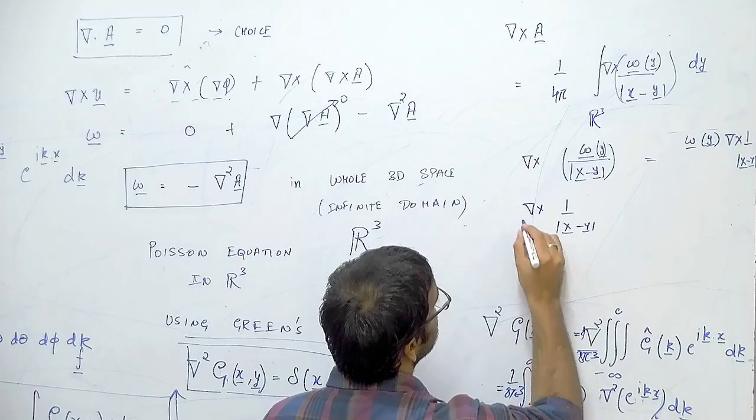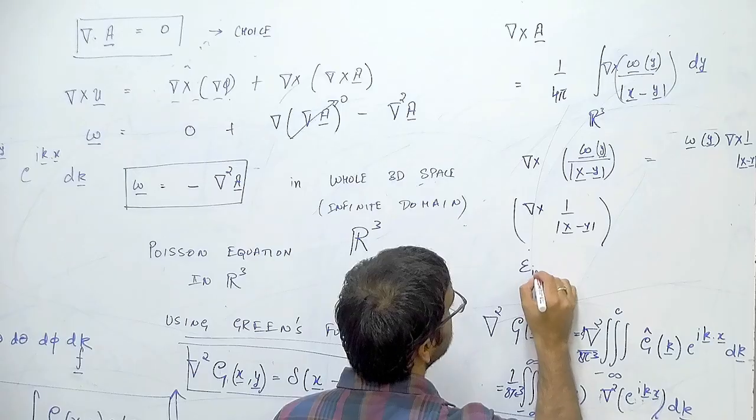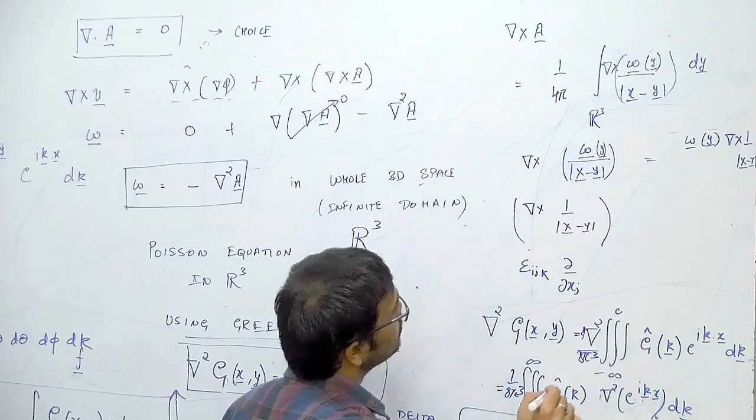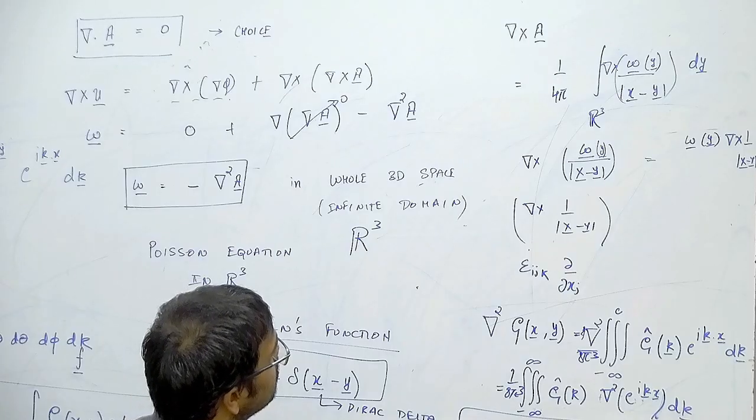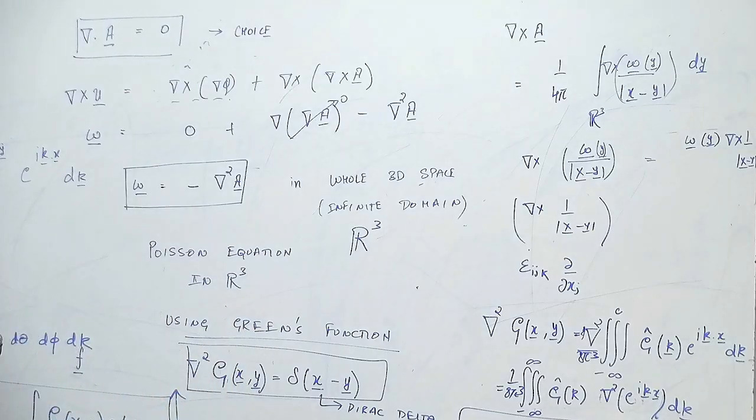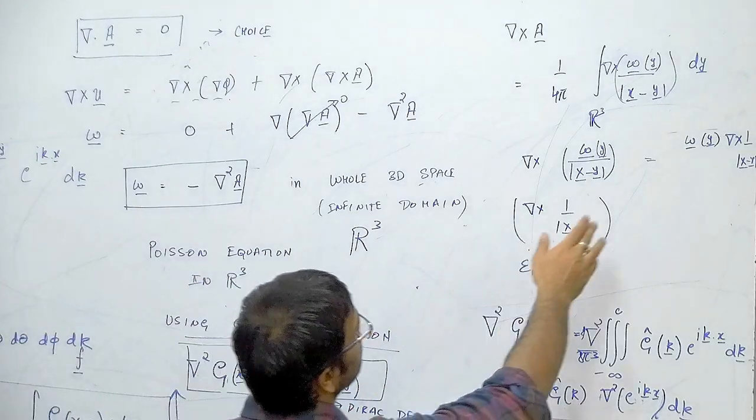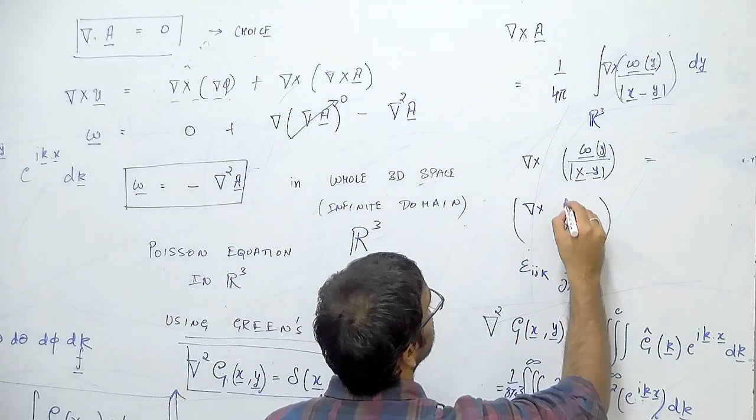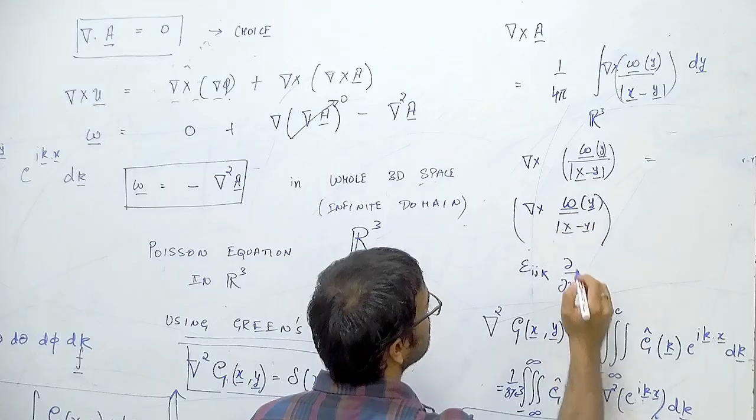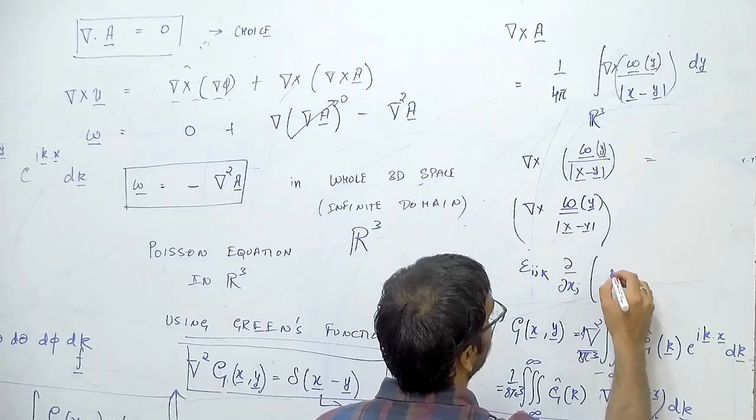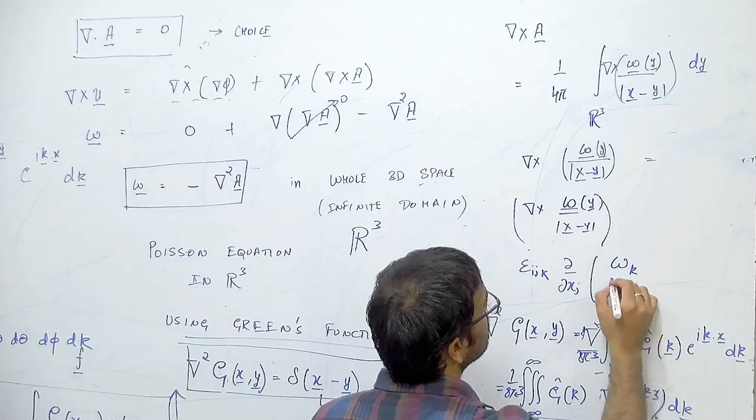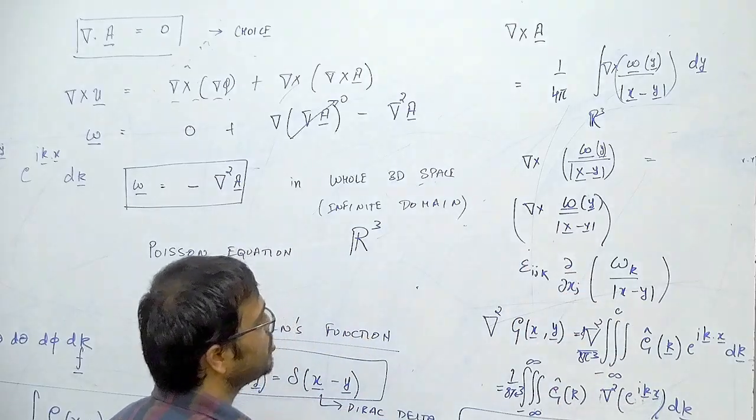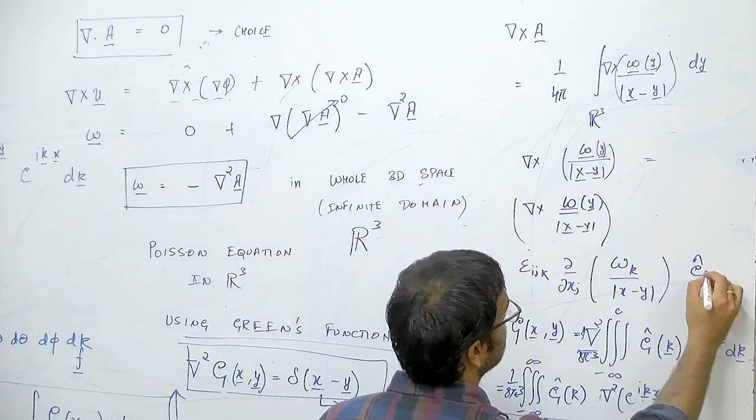So this is going to be a vector. It is epsilon i j k del by del x j. Let us not write it like this, because 1 by mod x minus y is not a vector. Omega is my vector. So del by del x j of omega k by mod x minus y, times epsilon i j k, and the vector is e hat i.